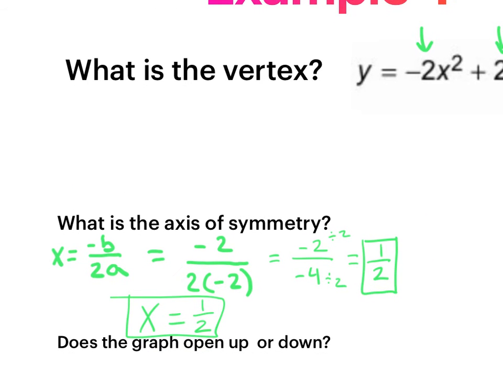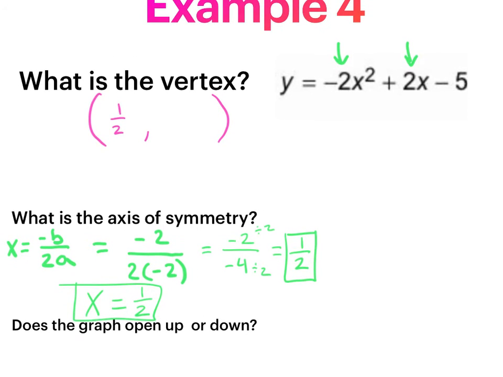Alright, let's find our vertex. What's our first number in our vertex? 1/2. How do we find the second number? Plug it in. So we have negative 2 times 1/2 squared plus 2 times 1/2 minus 5.